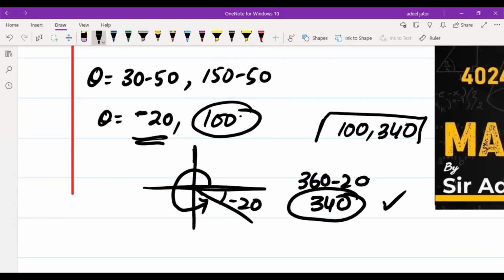So if the normal domain is positive and we are getting any negative answer, we'll make sure that we work it out with a 360 rotation, subtracting that 20 to get the answer.